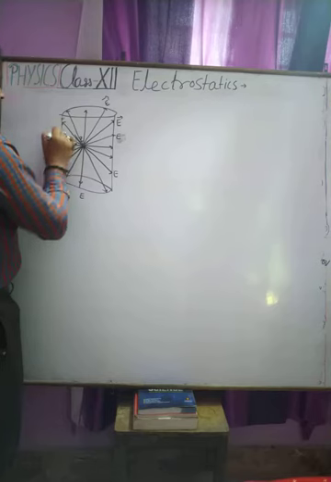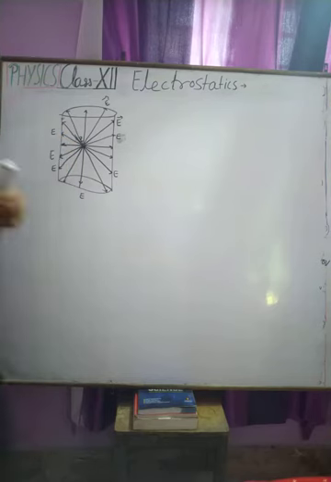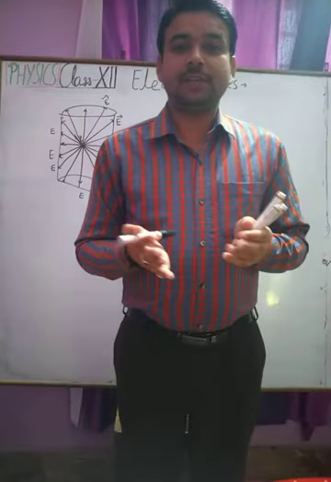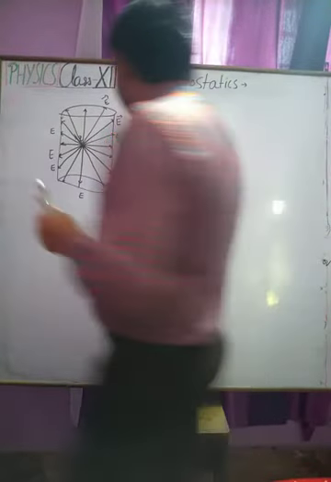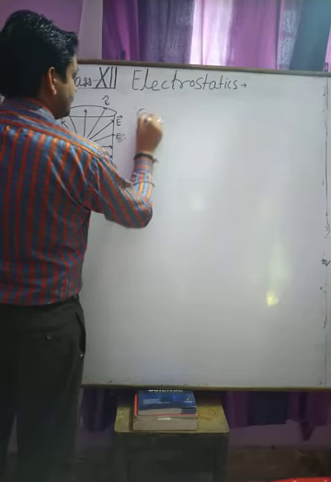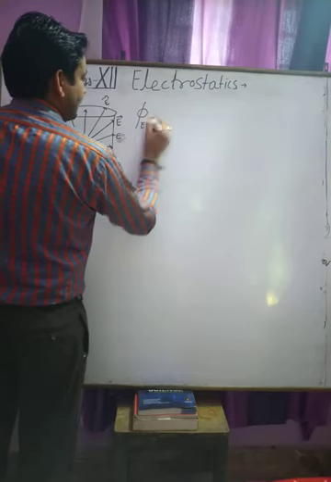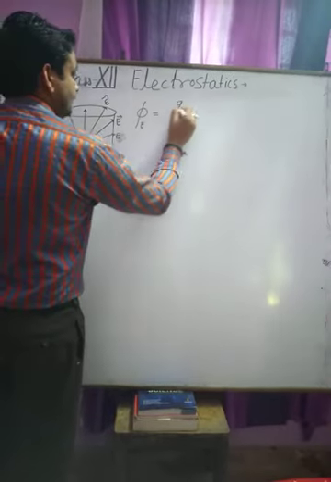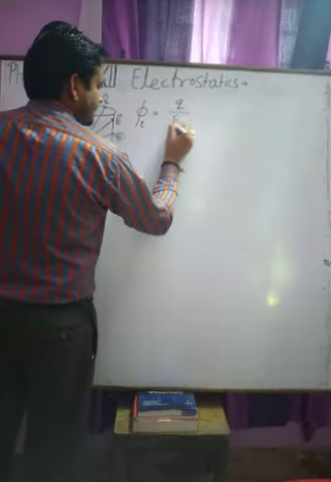So indirectly Gauss explains how much electric field is linked with the surface, and he gives a relation. The electric flux linked with the surface is given by: electric flux is equal to the charge enclosed by the surface divided by epsilon naught, where epsilon naught is the permittivity of free space.